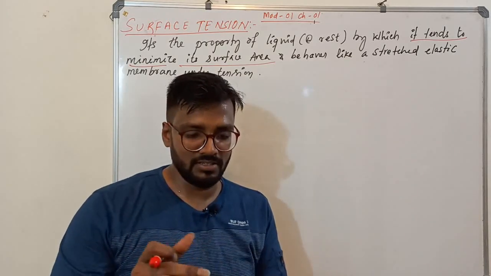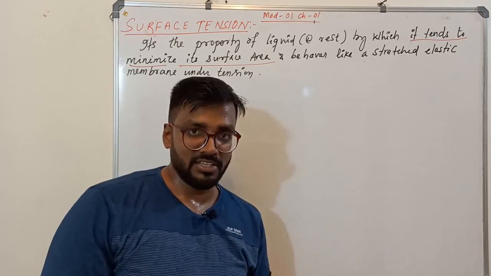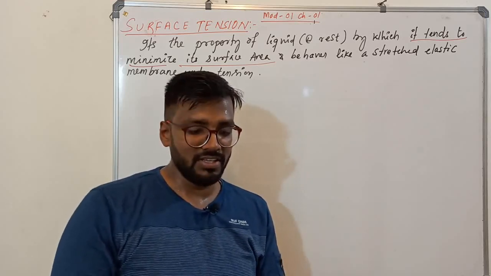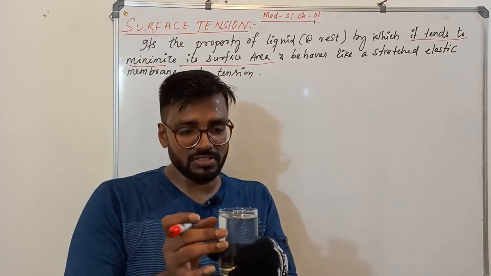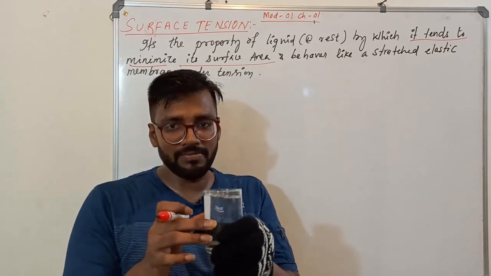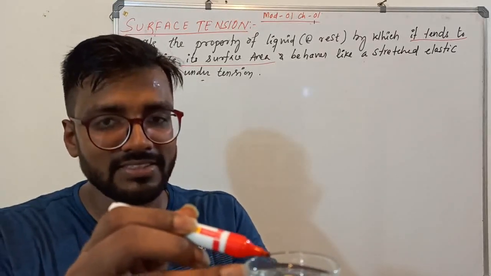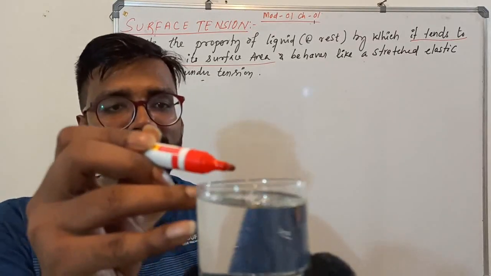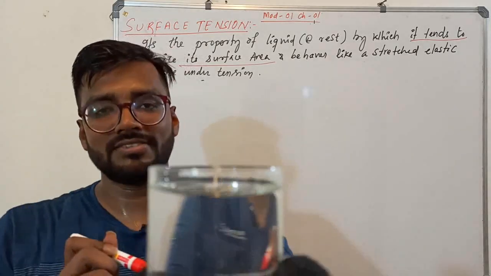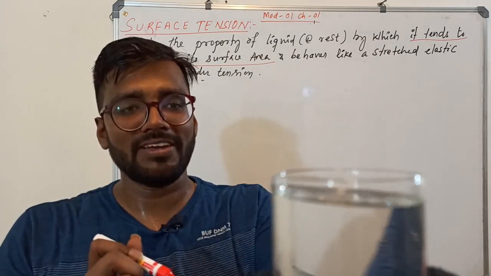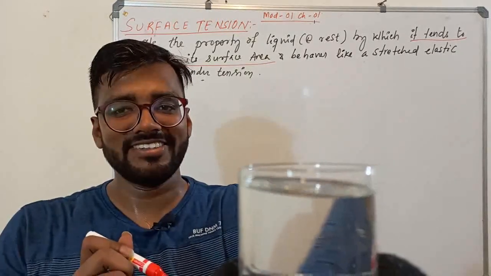Can you see this? This is water. A glass is having water. Is it visible now? The glass has water, and you see this needle is floating. Can you see here? This needle is floating. Okay, got it?